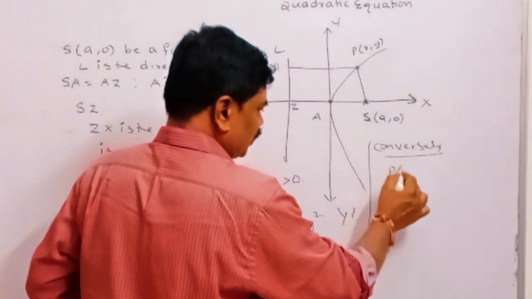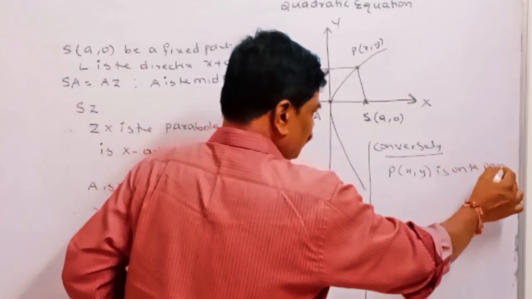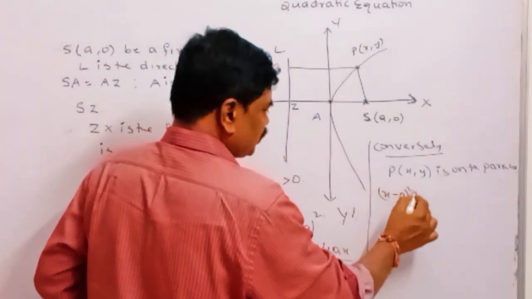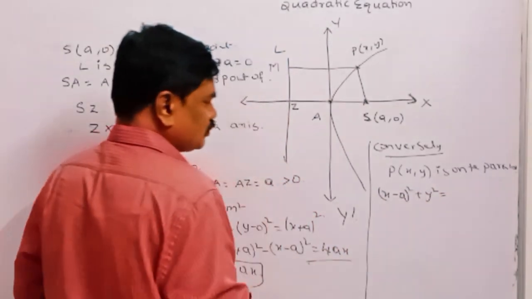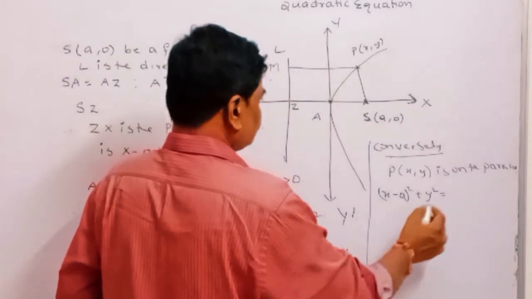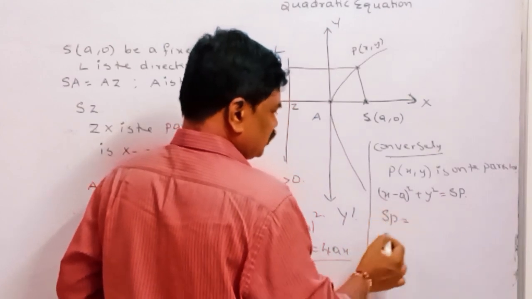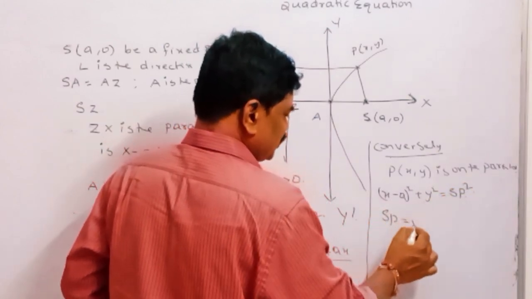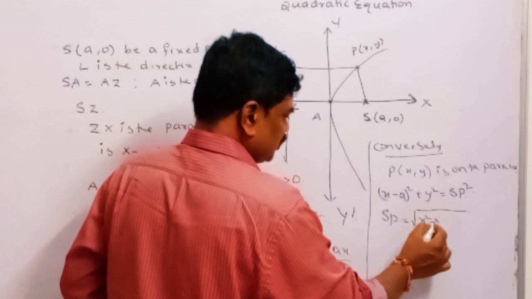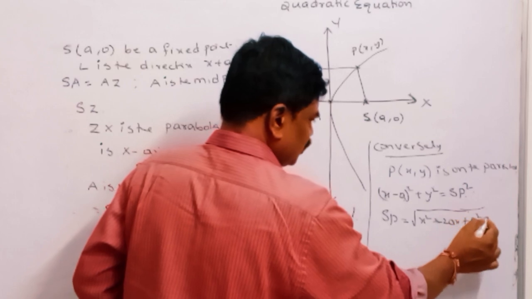Conversely, let P(x, y) be a point on the parabola. Then SP squared is equal to (x minus a) whole square plus y square. So SP is equal to root over x square minus 2ax plus a square plus y square.